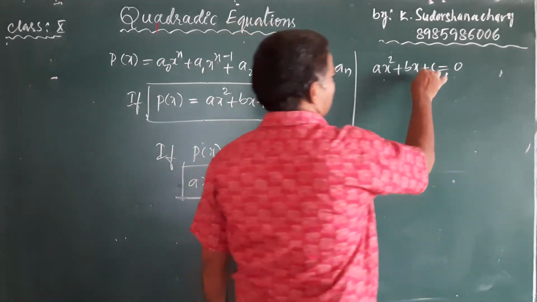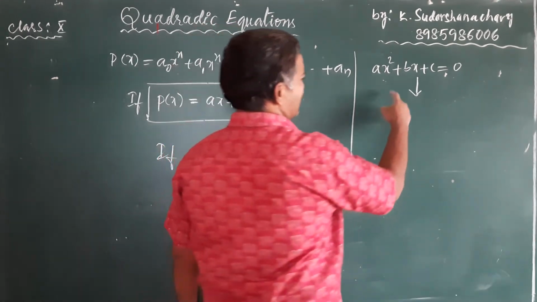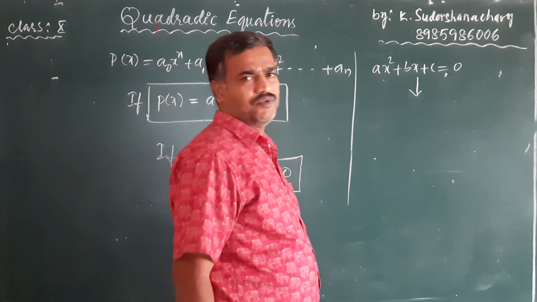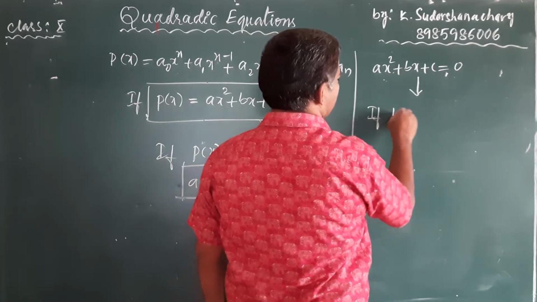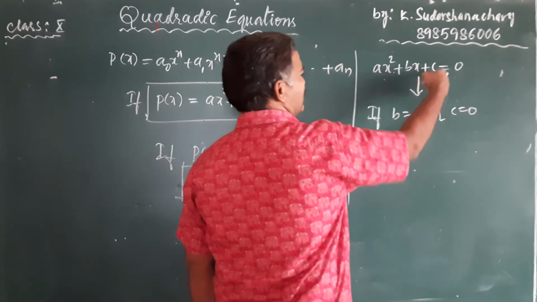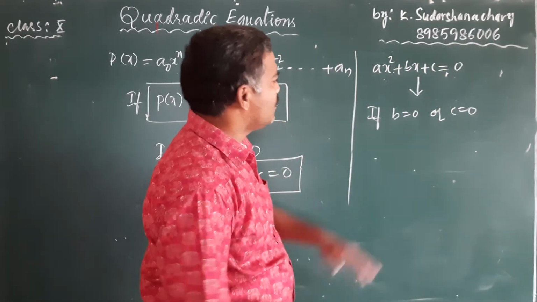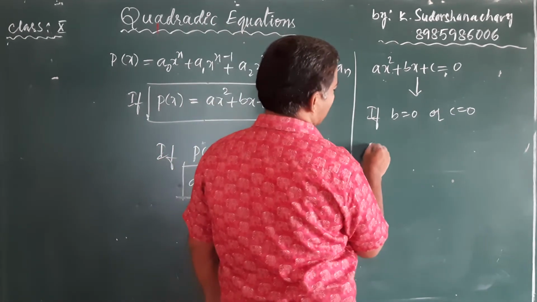In that, some types of quadratic equations are there. First, the incomplete quadratic equation. An incomplete quadratic equation means that if b is equal to 0 or c is equal to 0 in the quadratic equation, then that quadratic equation is said to be an incomplete quadratic equation.